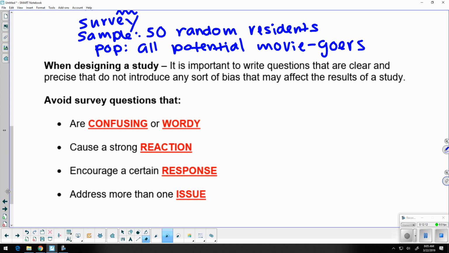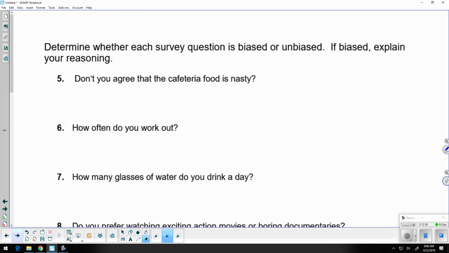Don't cause a strong reaction. If you're encouraging a certain response, so these two kind of go hand in hand with each other. Those are pretty similar statements: causing a strong reaction, encouraging a certain response, addressing more than one issue. So again, you just want to be concise, to the point, okay? You don't want to be too wordy. You don't want to be going on and on about something. Just be straight, direct. Don't be causing any sort of strong reaction or response.